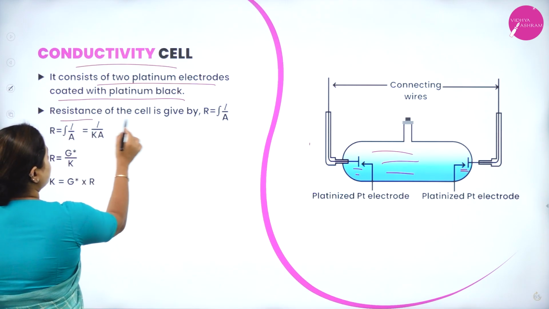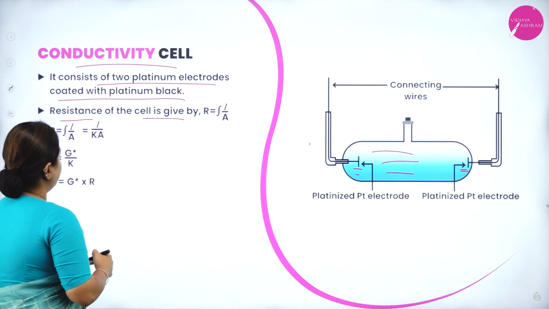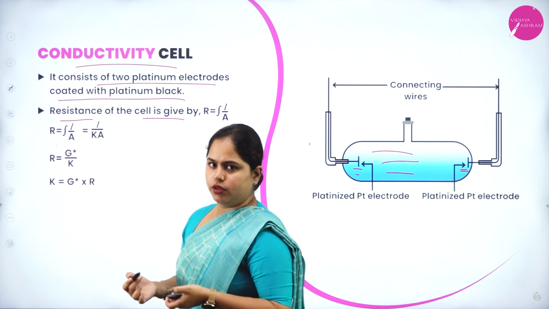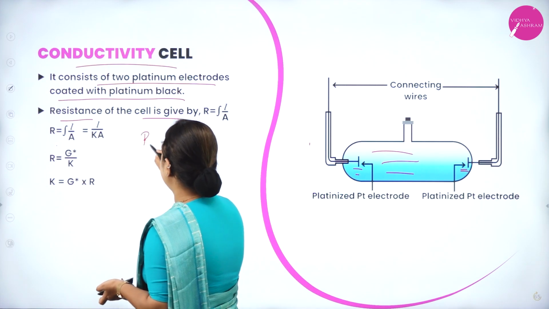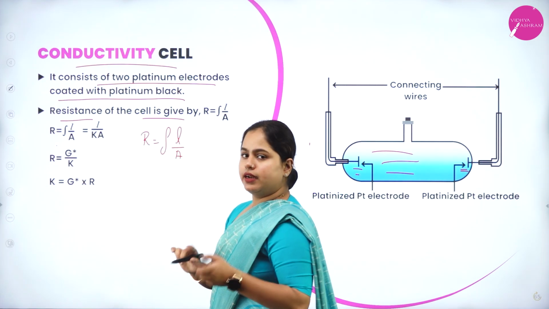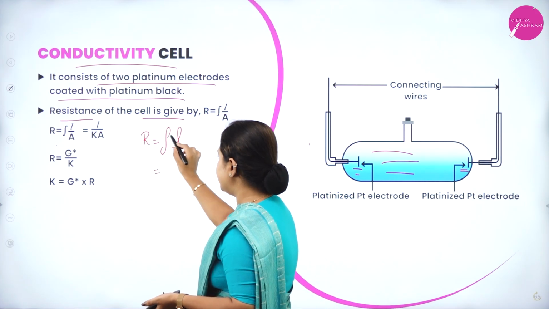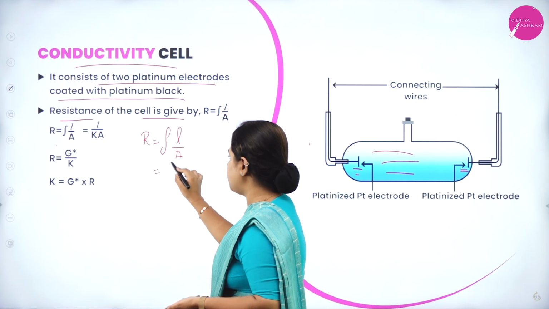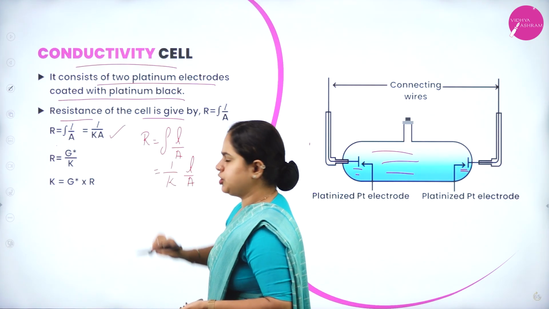Now the resistance of the cell is given by R is equal to rho L by A. We already know the equation. We can calculate the resistance of the cell. Also, rho we can write as the inverse of conductivity. So resistivity is the inverse of conductivity. I can also write it as R is equal to 1 by K into L by A. So that is the equation you have here.